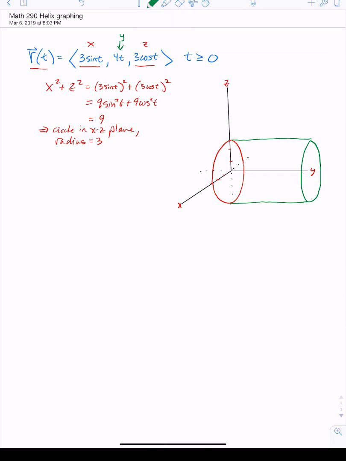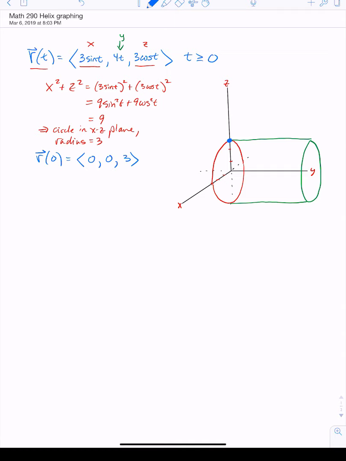Now, we also talked about where it starts. Where does the graph start? If we type in r of, say, 0, that's our initial point. In this case, the x component would be 3 sine of 0, which is 0. The y component is 4 sine of 0, which is 0. And the z component is equal to 3 cosine of 0, which is 3. So it's going to be beginning, in this case, at the point (0, 0, 3), which is right here.